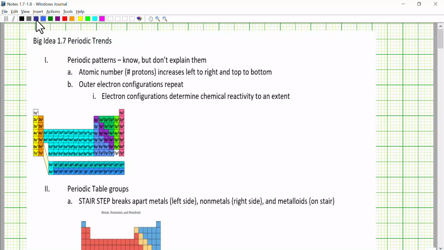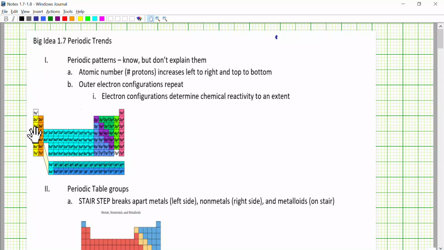All right, so periodic trends. Periodic patterns. You know them, but don't explain them. This is what we're starting with. The atomic number is the number of protons, and it increases from left to right and top to bottom. If you look at your periodic table, you'll see this is 1, this is 2, this is 3, this is 4, this is 5. And as you go down, this is 1, this is 3, this is 11, this is 19.